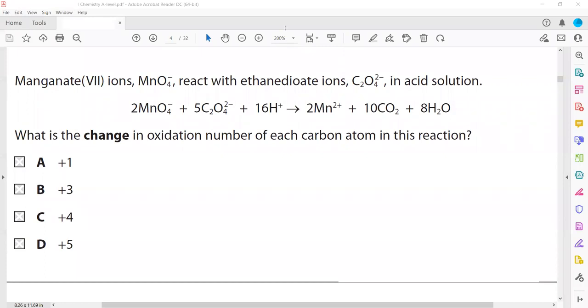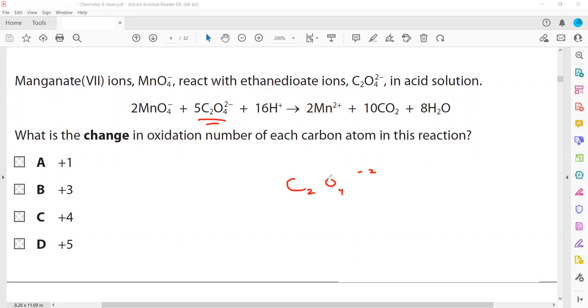Manganate(VII) ions, MnO4⁻ with a charge of −1, reacted with ethanedioic acid. What is the change in oxidation number of each carbon atom in this reaction? So how to work out the change in oxidation number? When we write this compound which contains carbon, it is C2O4. The whole is having a charge of 2 minus.